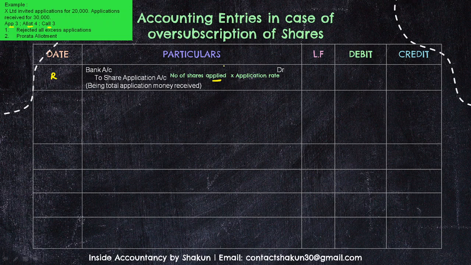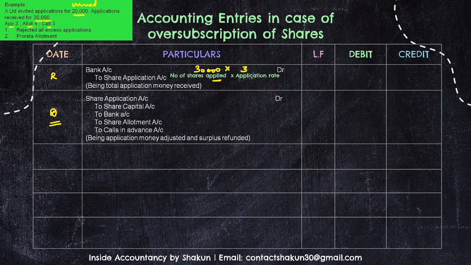Now, what are the number of shares that have been applied? From this example, it is written that X Limited invited applications for 20,000 shares. So these are the shares that have been issued, but applications were received for 30,000 shares. So the number of shares applied is 30,000. So 30,000 multiplied by the rate of application, which is given as 3, will give us the amount. After we pass the receiving entry, we come to the due entry, and in this due entry, the pro rata allotment is to be made. It has to be shown here. So how can we show it here?